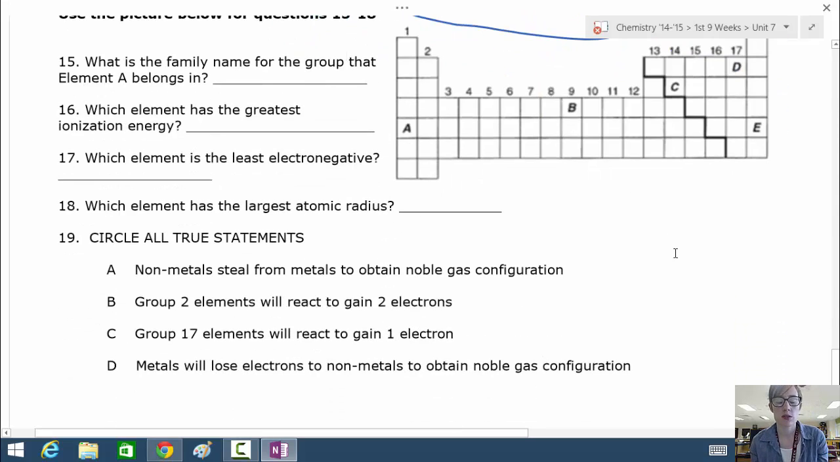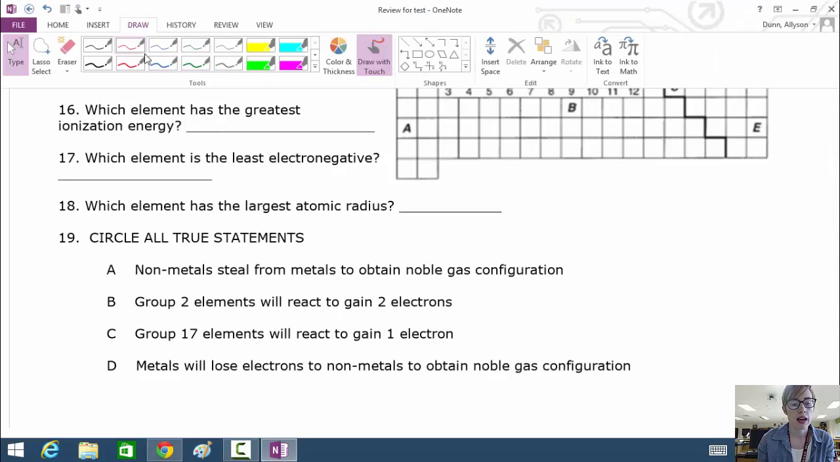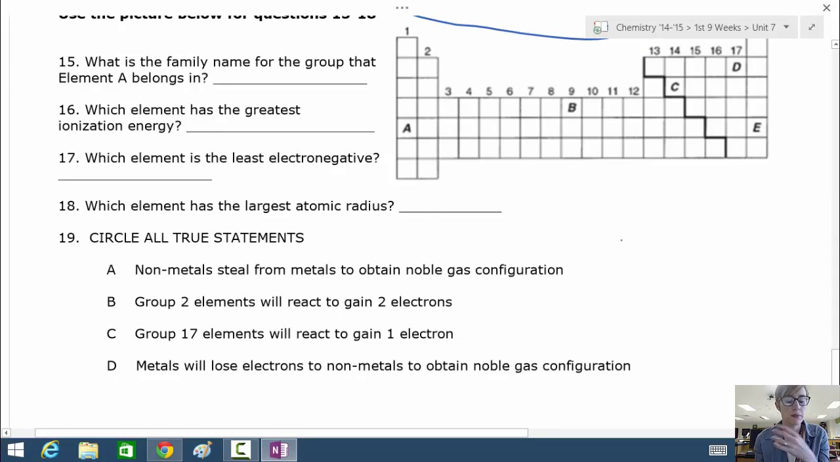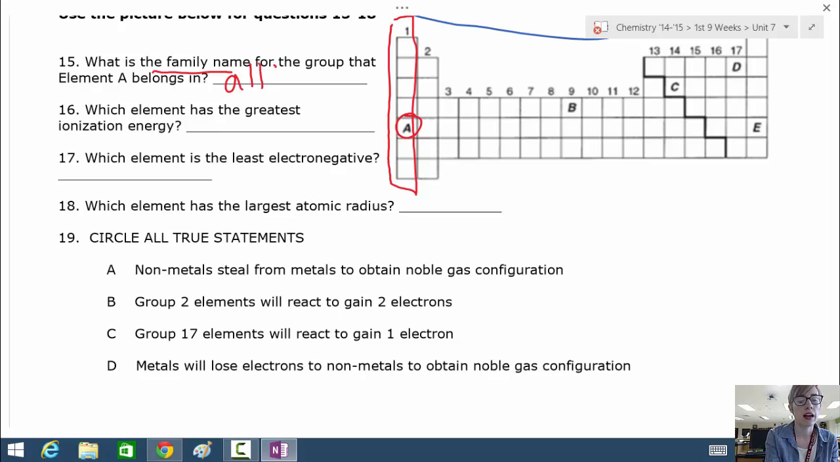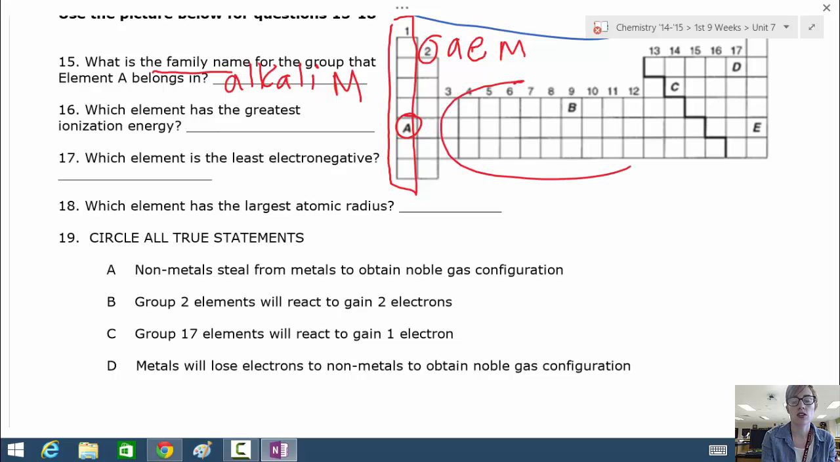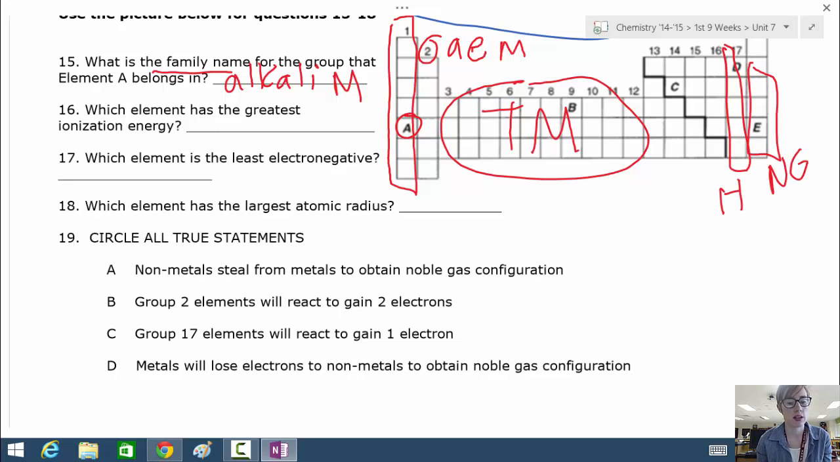Next, it's asking questions basically about our previous unit, Unit 5, and it's asking about the family name that Group A is in. Anything in Group 1 are called the alkali metals. Group 2 are called the alkali earth metals, and then these are our transition metals. Group 17 are the halogens, and group 18 are the noble gases. So you'll want to remember all of those names for the test.